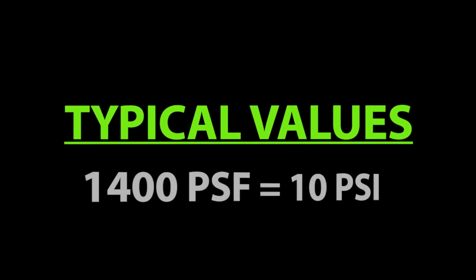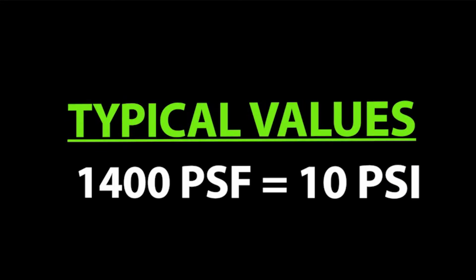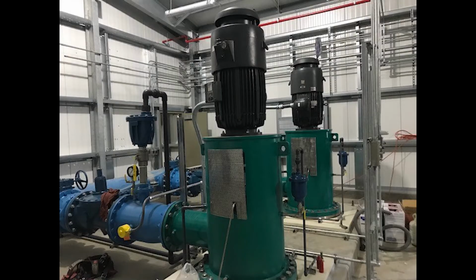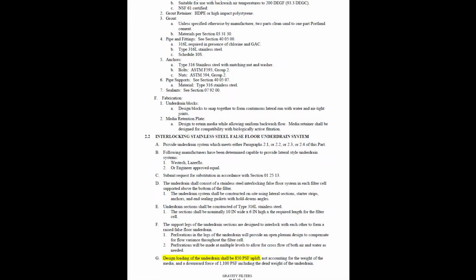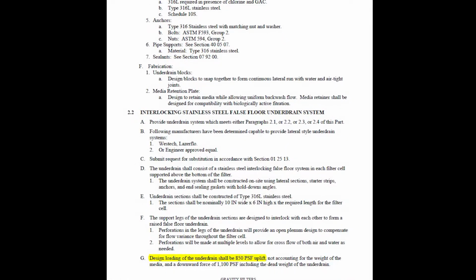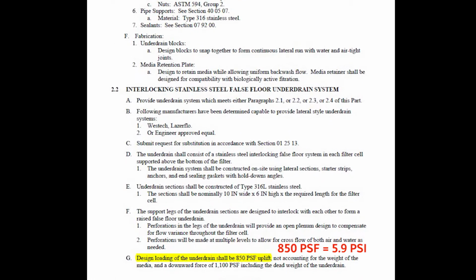Typical values range upward from 1400 psf or 10 psi and depend on pressures from backwash pumps, elevated tanks, and other structures. Recently, we've seen specifications for a stainless steel underdrain requiring only 850 psf or 5.9 psi, which is far too low. Point number 2, for dual media filters, ensure that the medias are compatible.